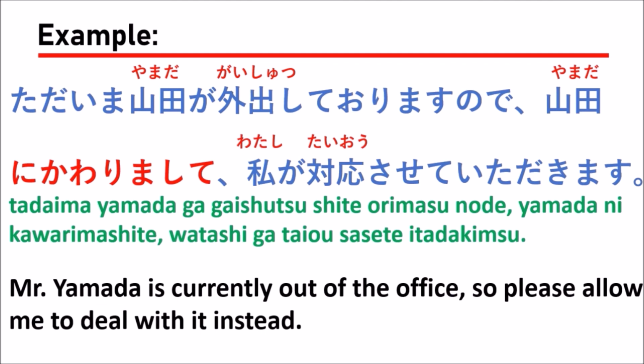In this sentence, you see that they use the name of a person, right? Yamada ni kawarimashite, which means instead of Mr. Yamada, right? 私が対応させていただきます, which means I will deal with it instead.